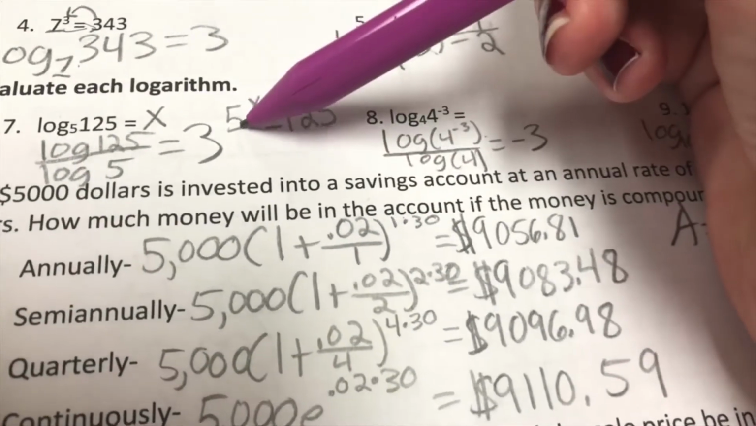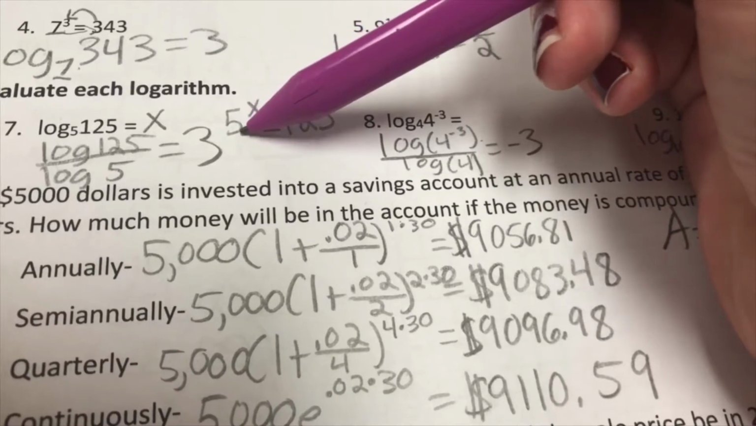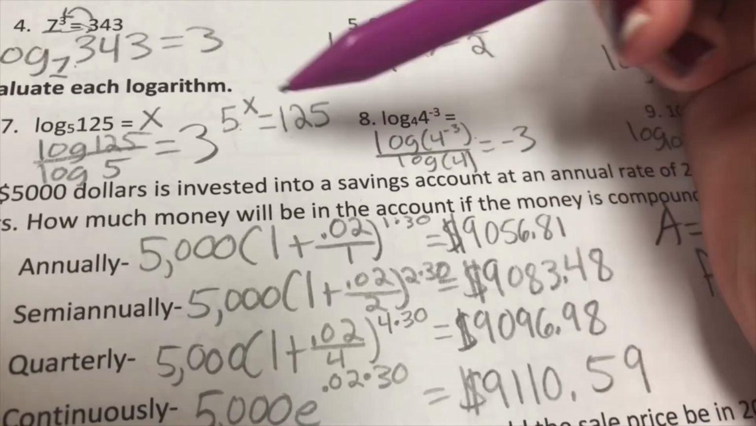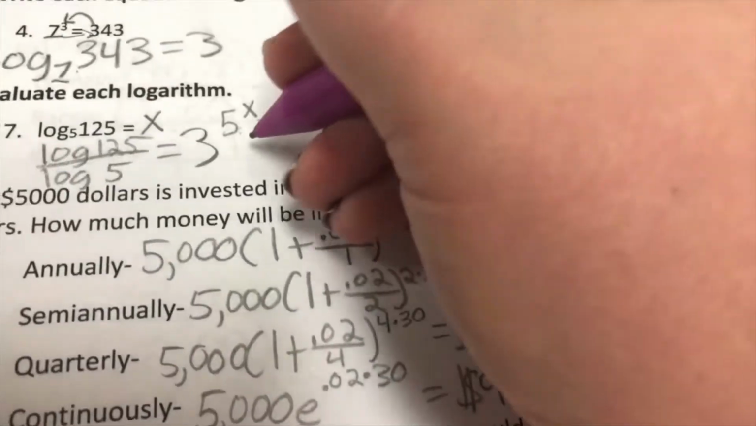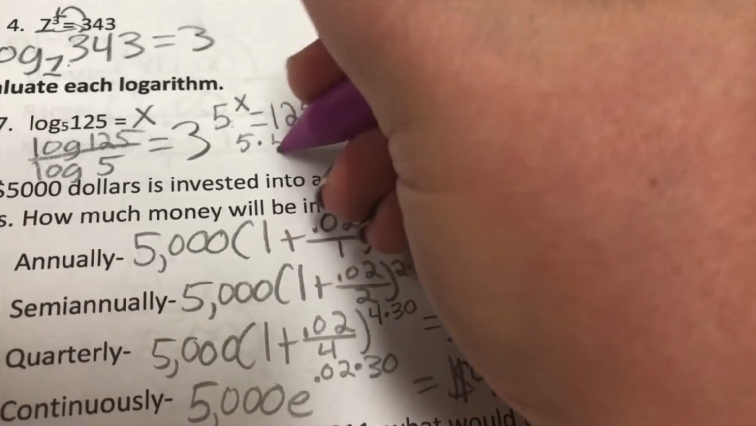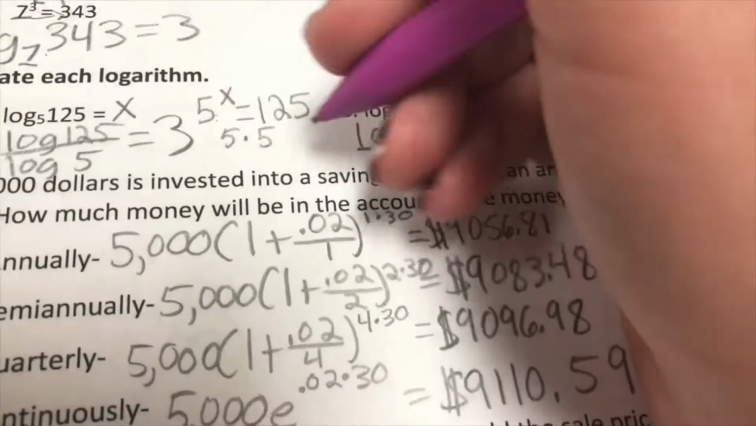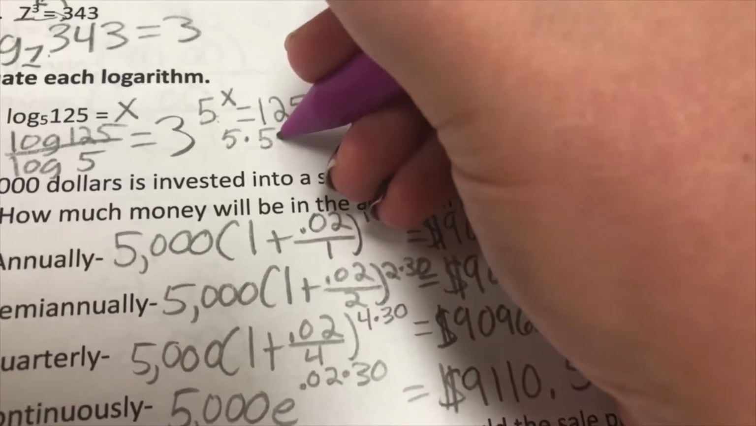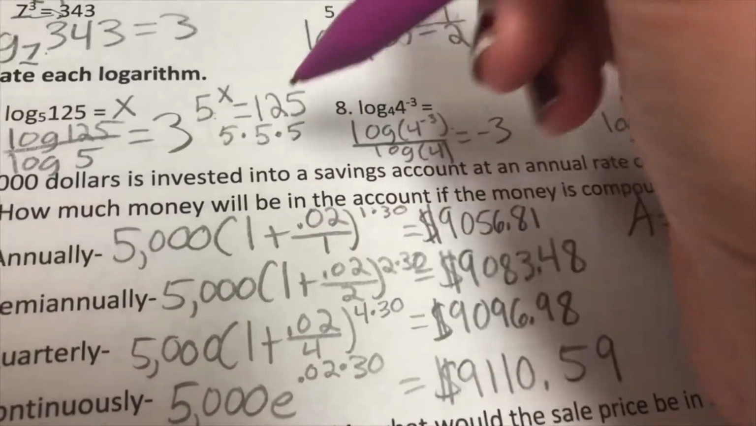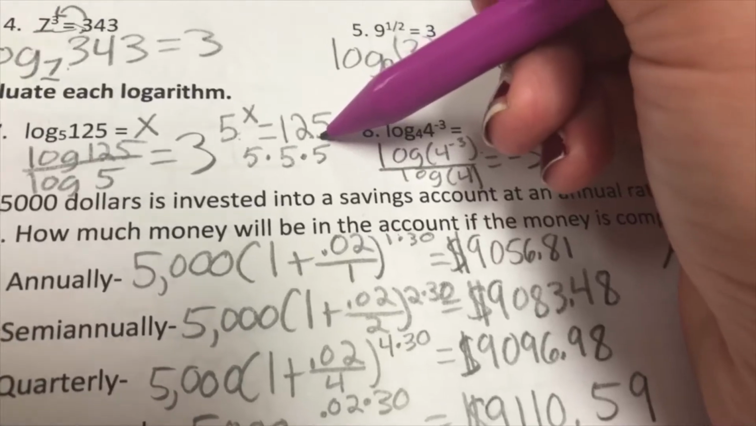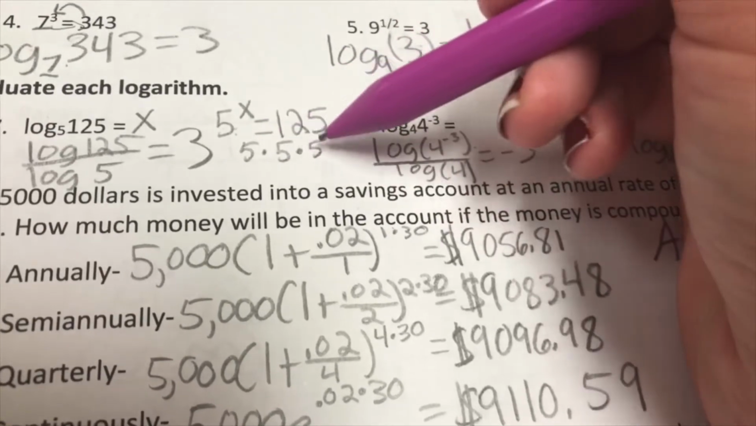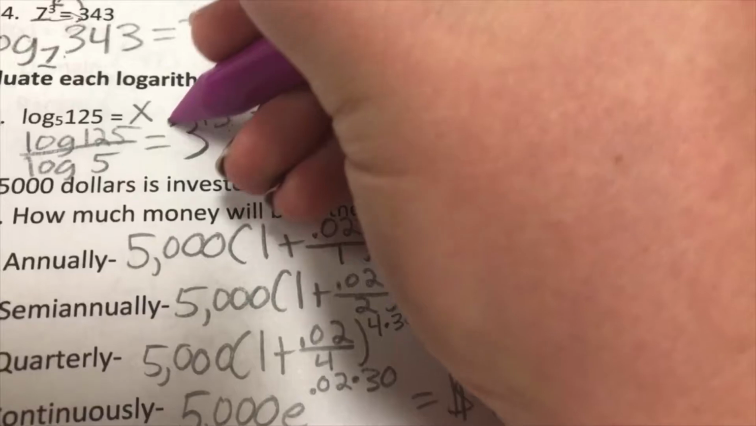So you're asking yourselves, how many times would we have to multiply 5 to itself to get to 125? Well, 5 times 5 gives us 25. So that doesn't give us to 125 yet. Times 5 again does get us to that 125. So we multiplied 5 to itself 3 times. So our answer is 3.